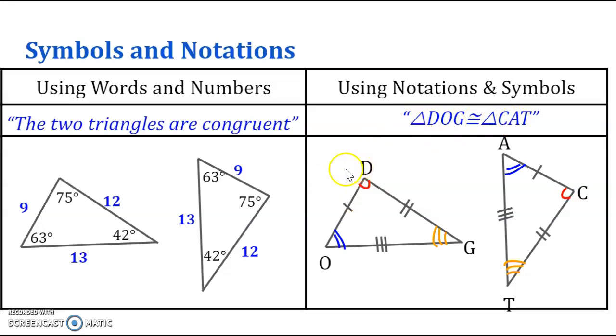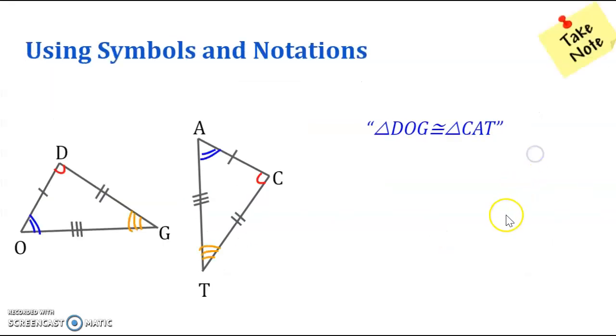Okay, so we're naming the left triangle as triangle DOG using the vertices of the triangle, is congruent to, remember the symbol that we saw, this is a congruent symbol, congruent to triangle CAT. And we're going to talk about the order more in the next slide. Okay, so here the order matters.